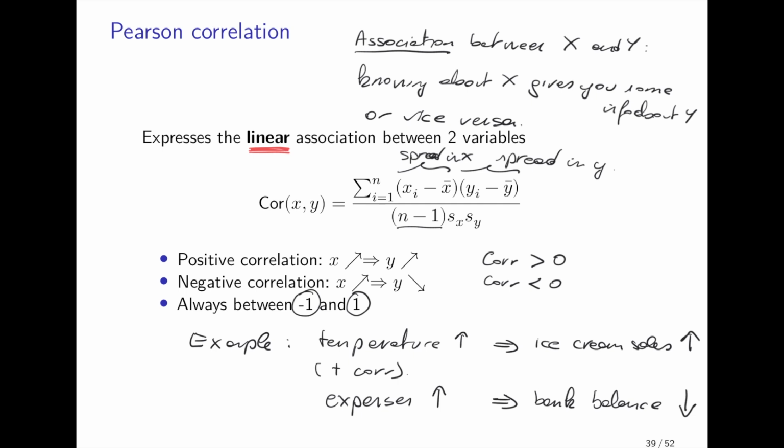Let's take the last example. Here I've said if your expenses go up, then your bank balance goes down. But if we compute, for example, and we find that it's a negative correlation, it could also go in the other direction, meaning if your bank balance goes down, it must be because you're spending money, hence your expenses are going up. So this arrow can go in both directions for an association.